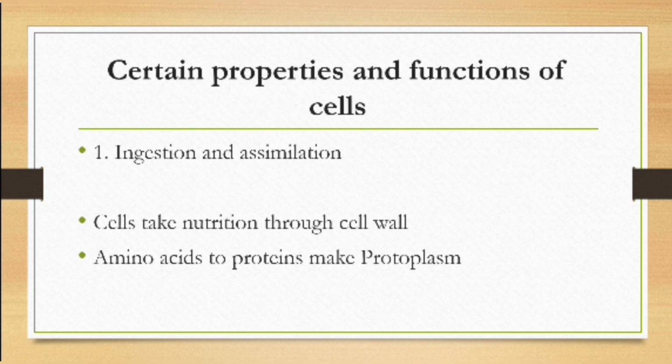Now let's see certain properties and functions of cells. There are 6 properties and functions of the cells we have mentioned here. First is ingestion and assimilation. In this, cells take in their nutrition through the cell wall from the intracellular fluid. They take in simple substances like amino acids and convert them into proteins to make the protoplasm. Cells are very active chemical conversion units in which final products of a food eaten by human beings are absorbed and assimilated.